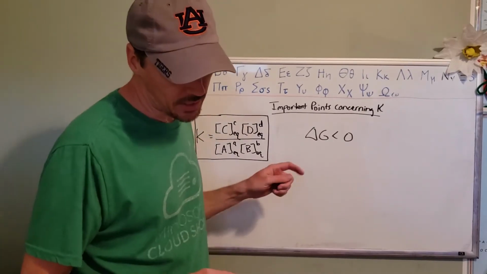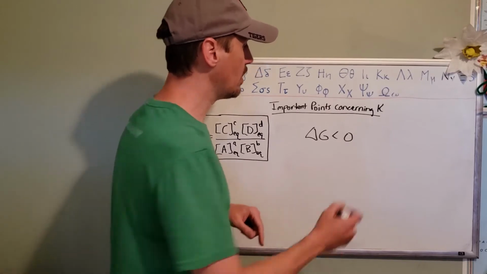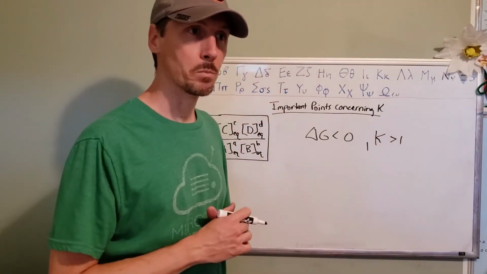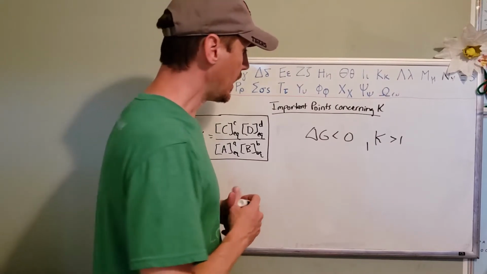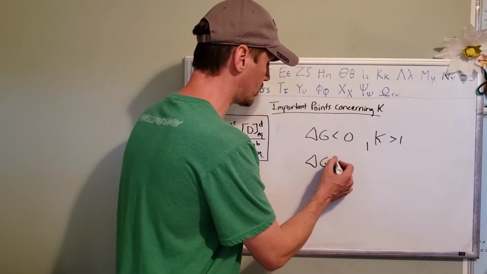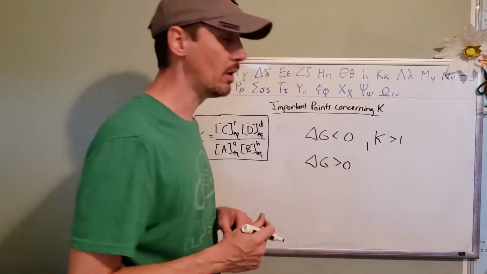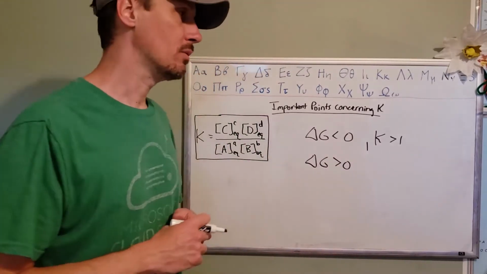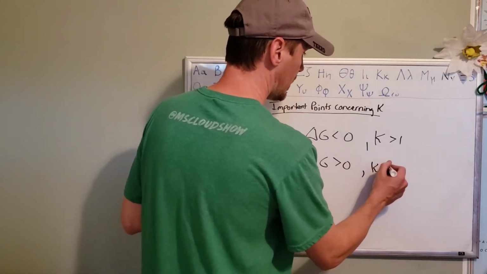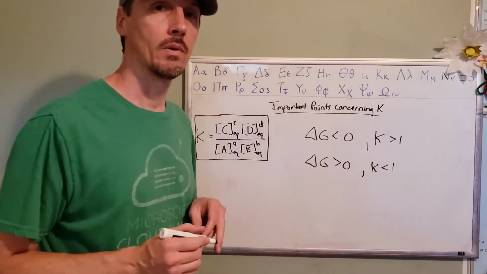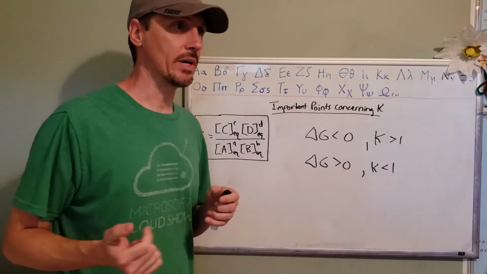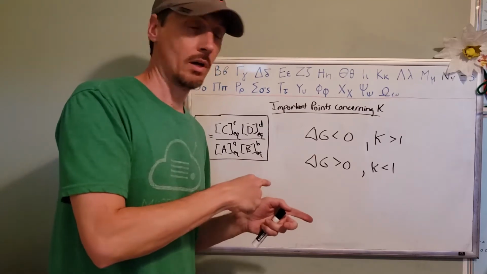But really what this means is when change in G is less than 0, it means that K is greater than 1. Okay? And we said when change in G was greater than 0, the reaction was not spontaneous and wouldn't happen. This corresponds to K being less than 1. It doesn't mean that the reaction won't happen, it just means that the reaction is going to happen in the reverse direction, right?